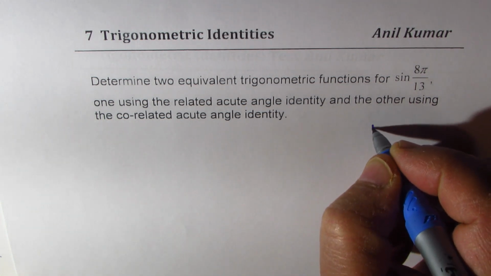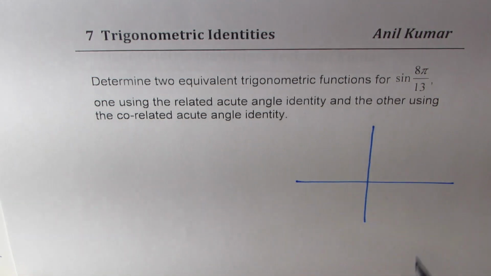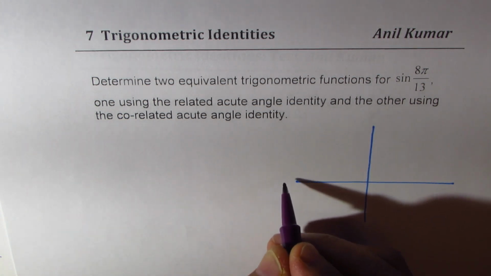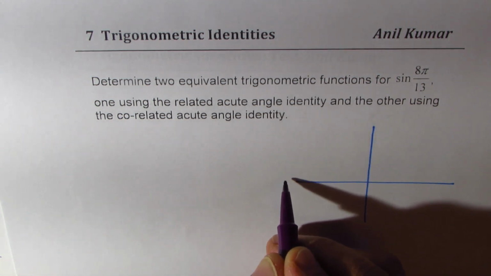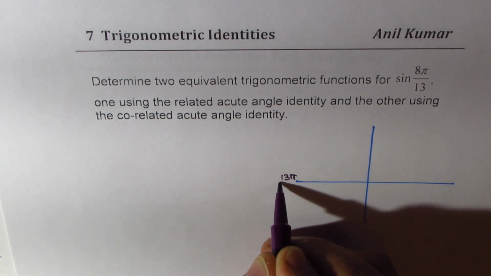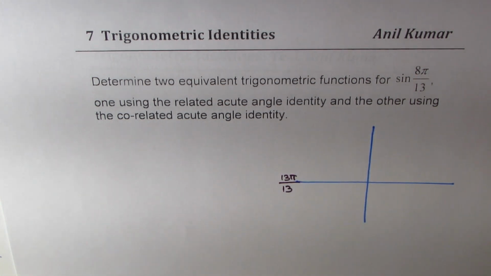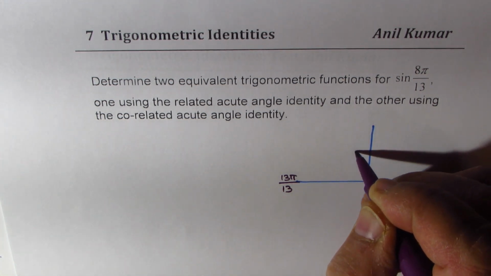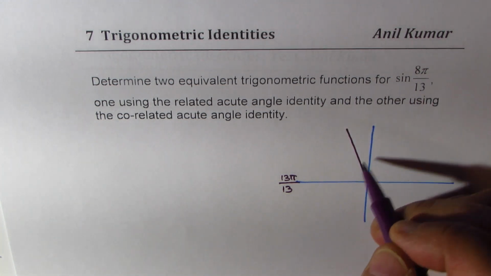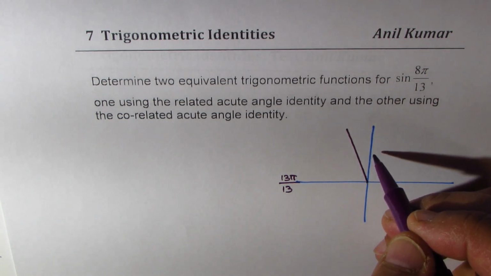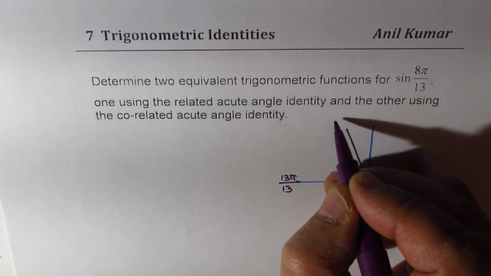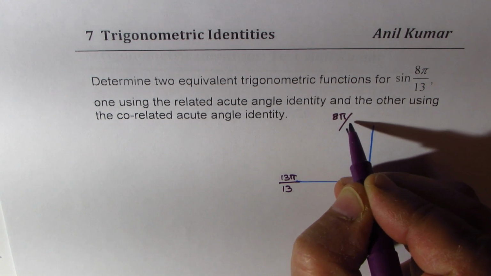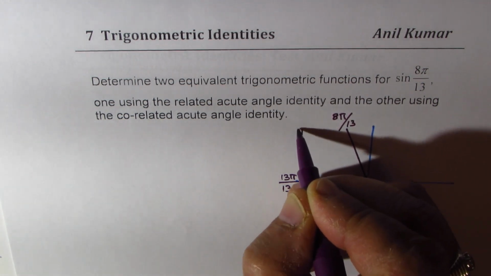So what we are given here is sine of 8 pi by 13. So 8 pi by 13 means this will be pi, right? So pi could be written as 13 pi by 13, right? So 8 pi by 13 will be somewhere here. Half is 6.5, so somewhere here. So we have 8 pi by 13 in quadrant 2.